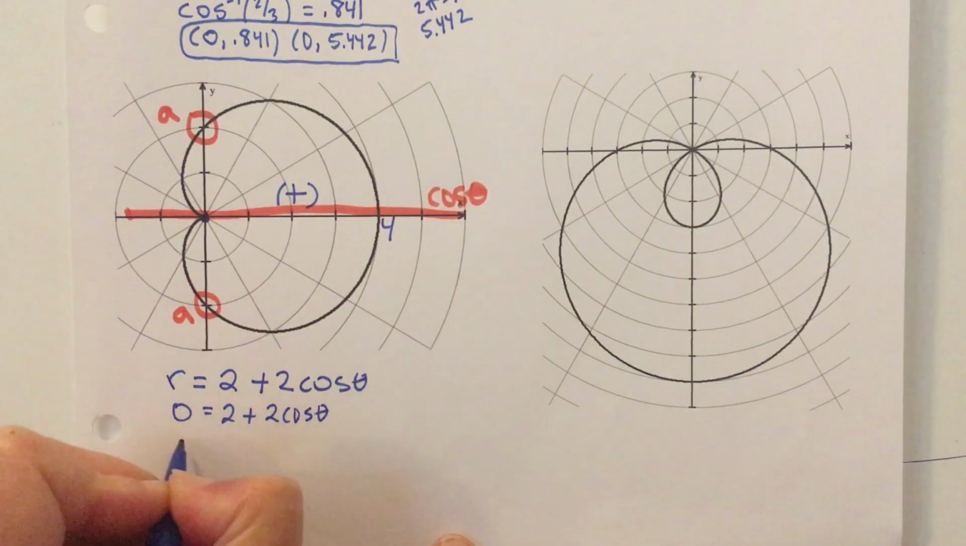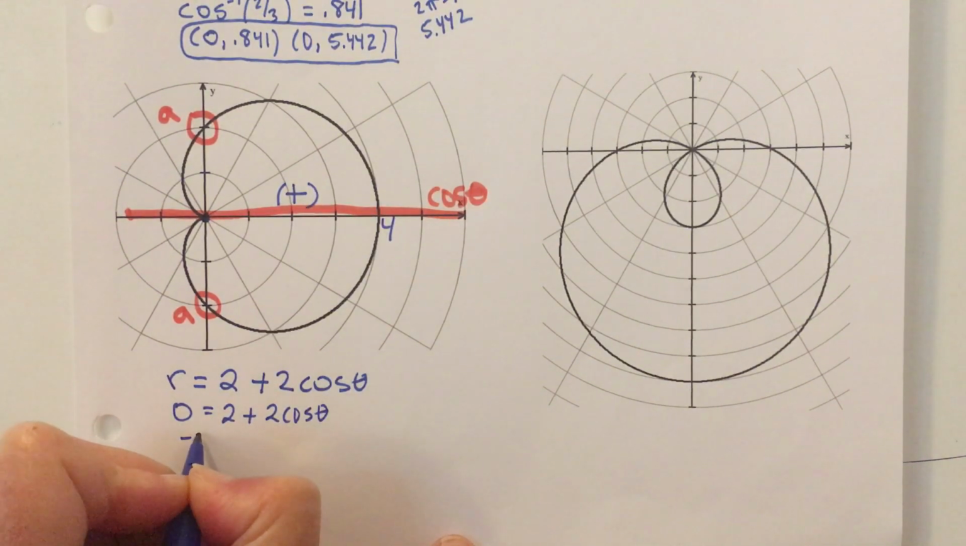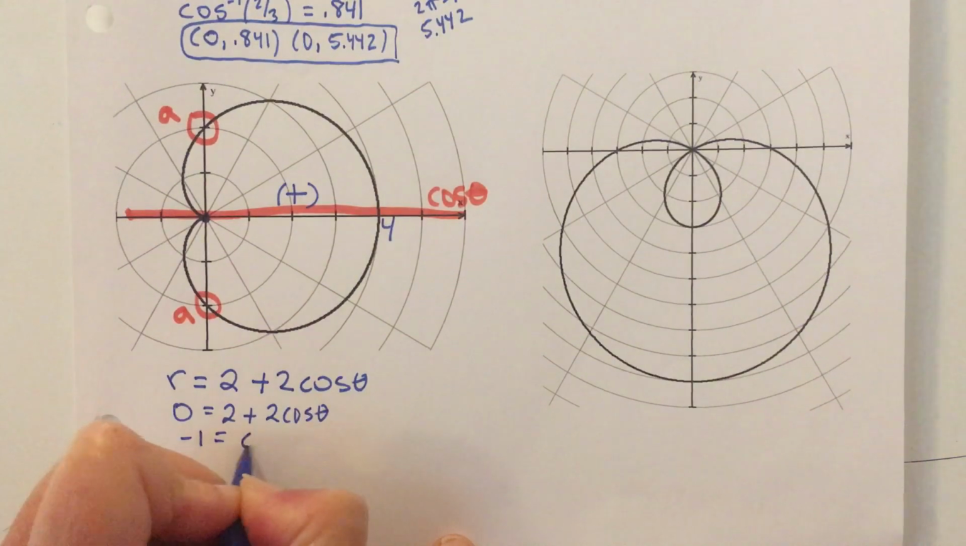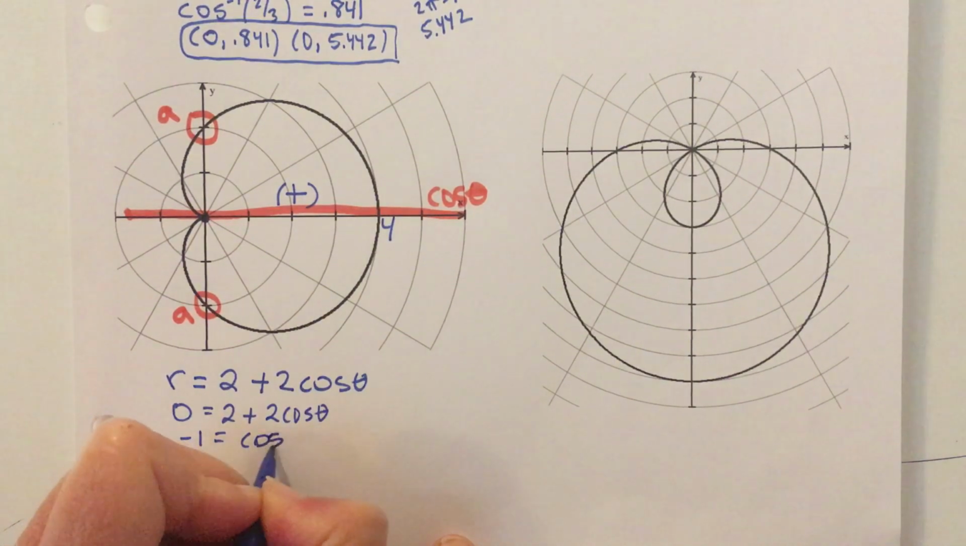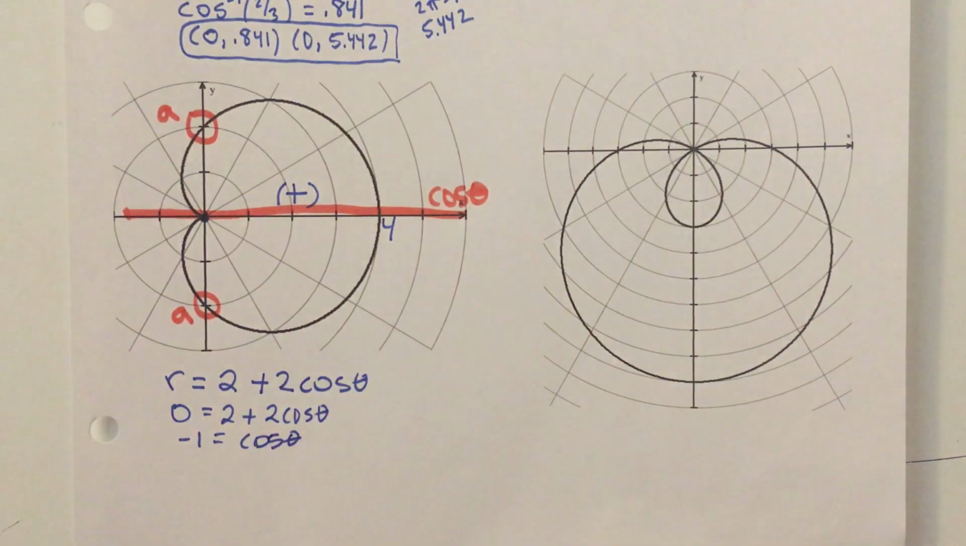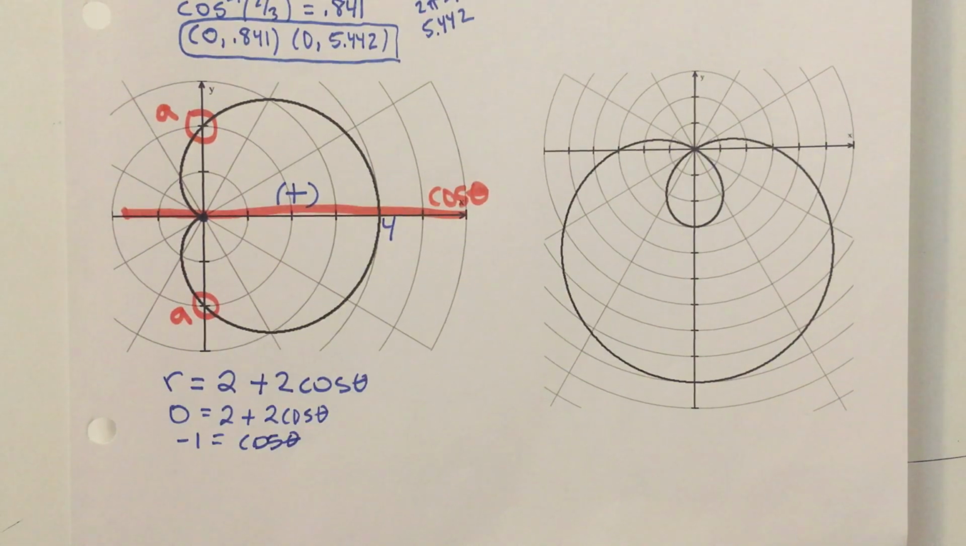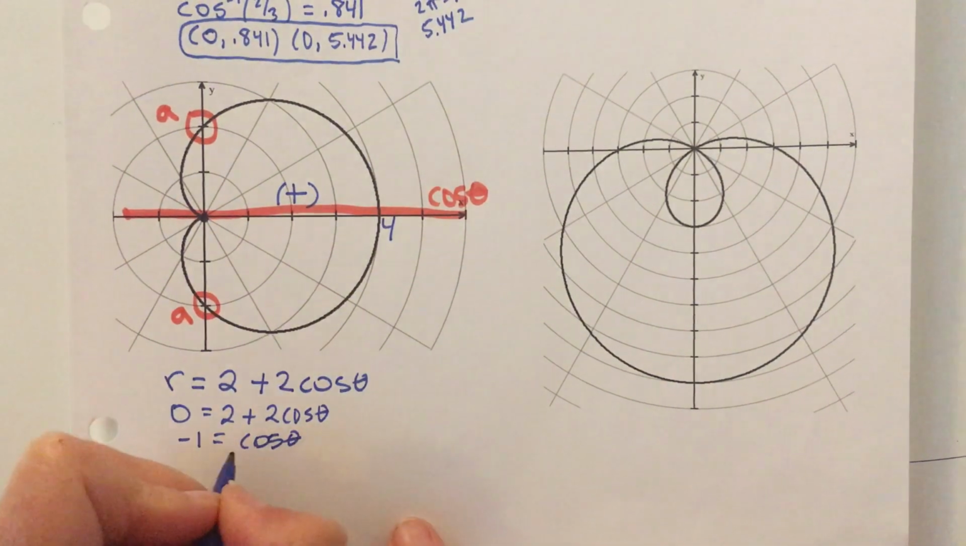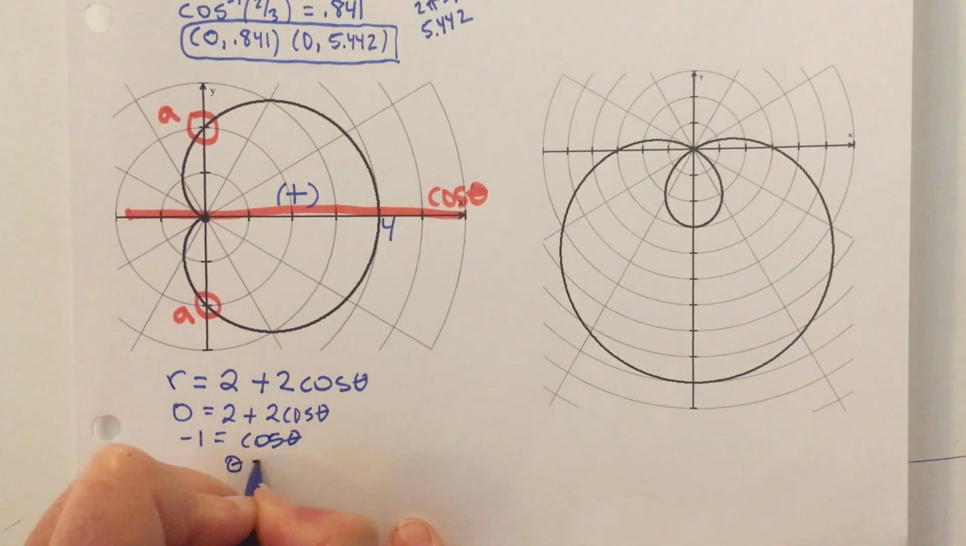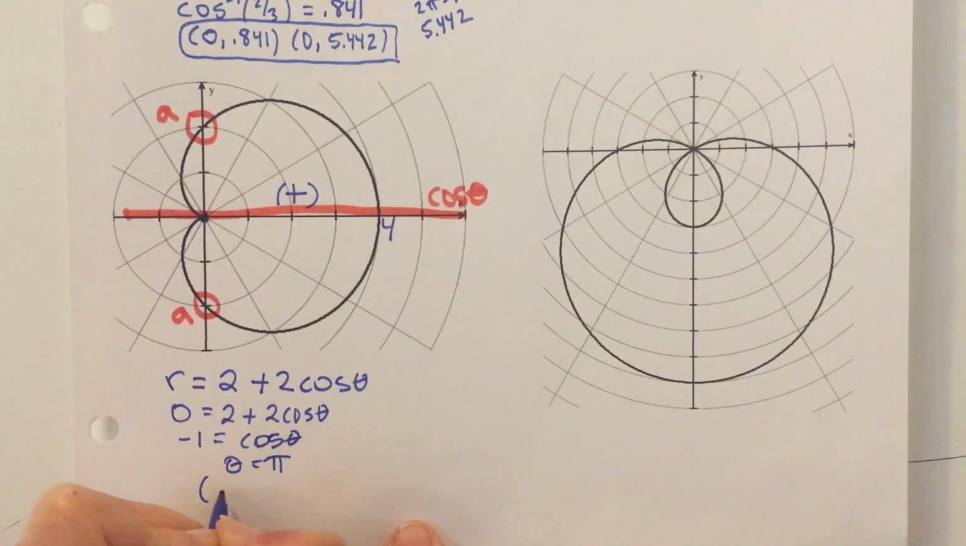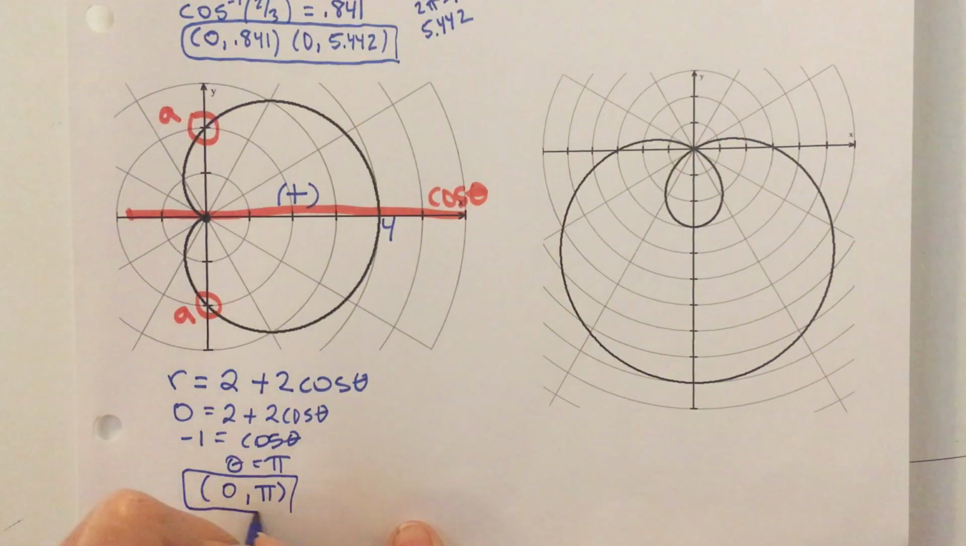So you subtract, and -2 divided by 2 is -1. Sorry. This one you do not need a calculator for. You guys know where cosine equals -1, that's at pi. So in this problem, theta equals pi, which means it crosses the pole at 0, pi.